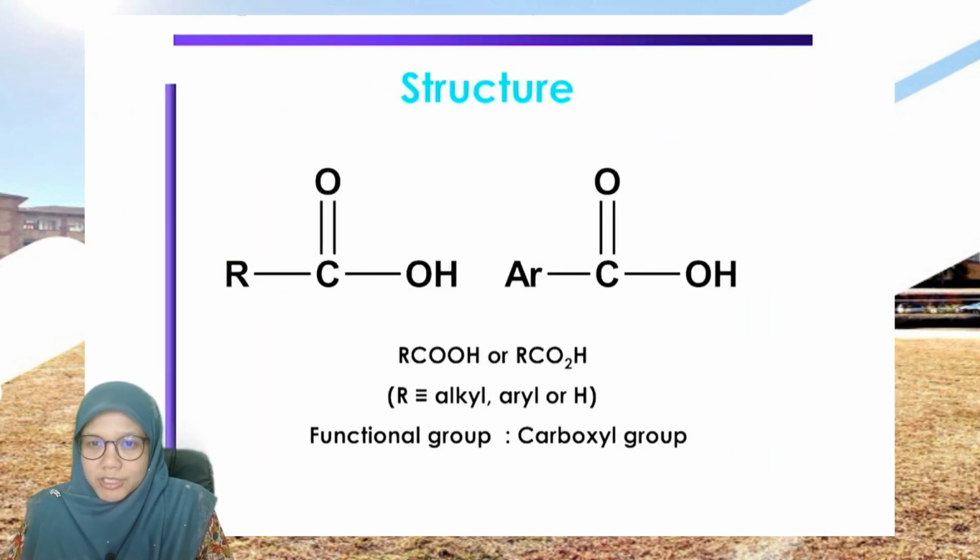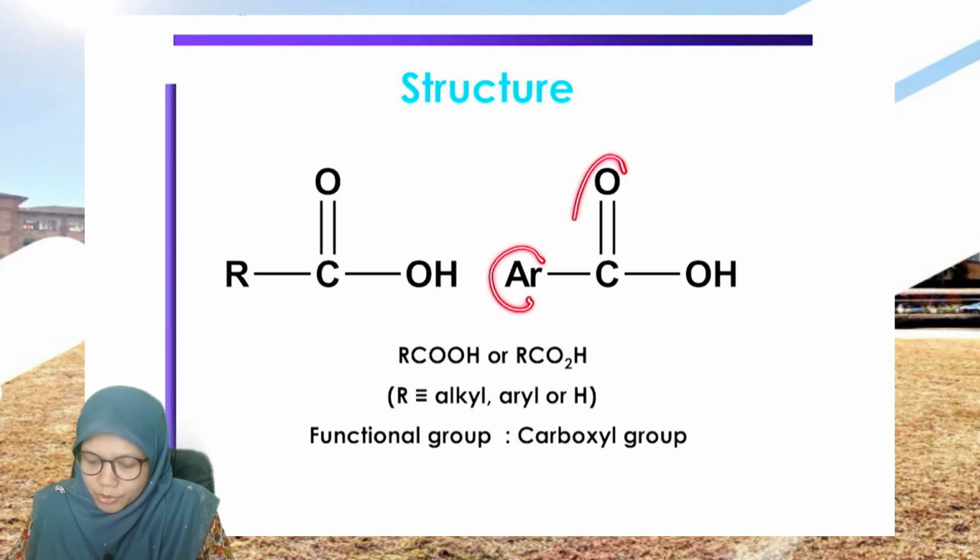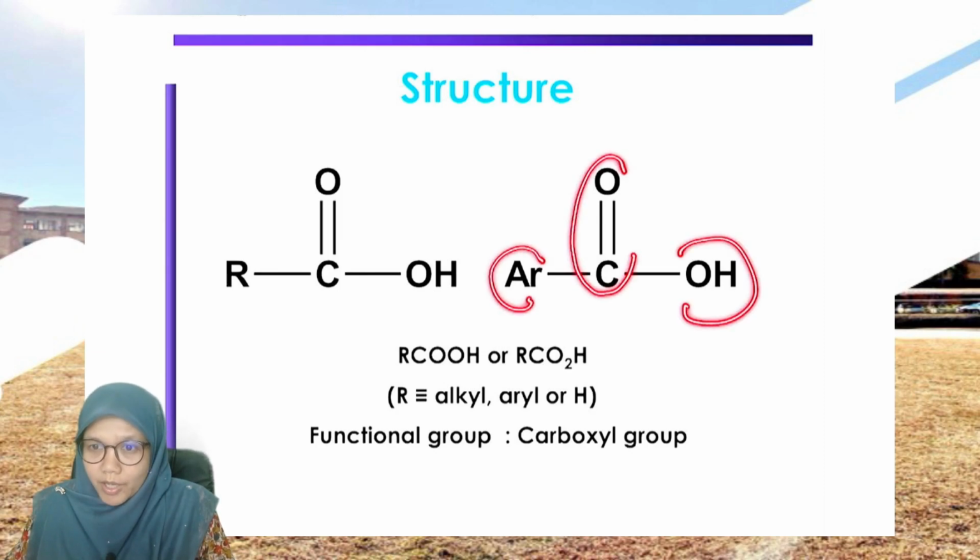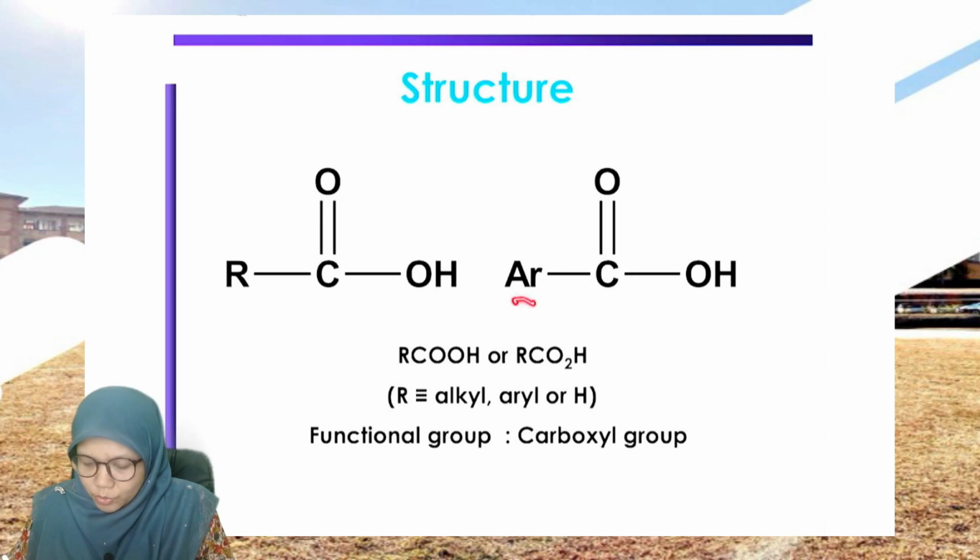The structure of carboxylic acid is R C double bond O OH, where R is alkyl group, while Ar C double bond O OH, where Ar refers to aryl, or here also can be replaced with hydrogen. Functional group for carboxylic acid is carboxyl group.